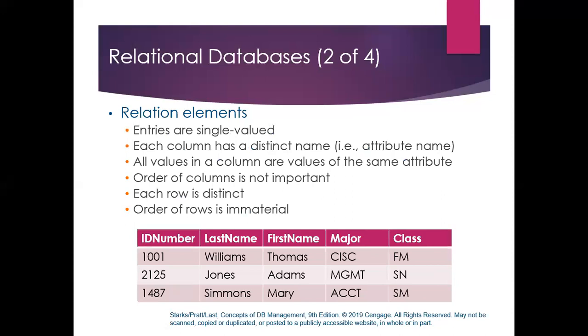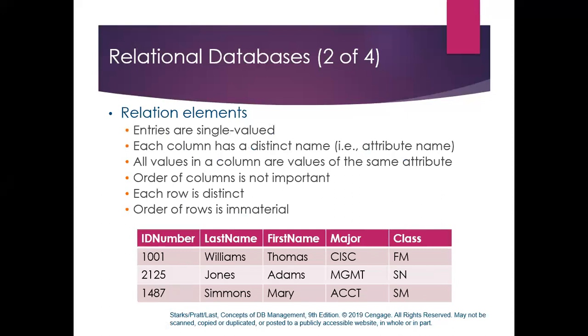All values in a column are values of the same attribute or data type. You should recall that a data type is simply the type of data contained in a field. So once we've specified the type of data for any particular field, then all the values being entered in that field or that column should be of the same data type. The order of columns is unimportant, so it doesn't matter which column comes first or last. The database management system will simply process the information requested.